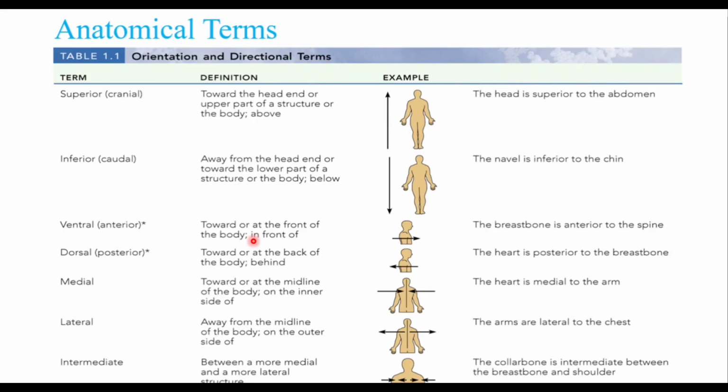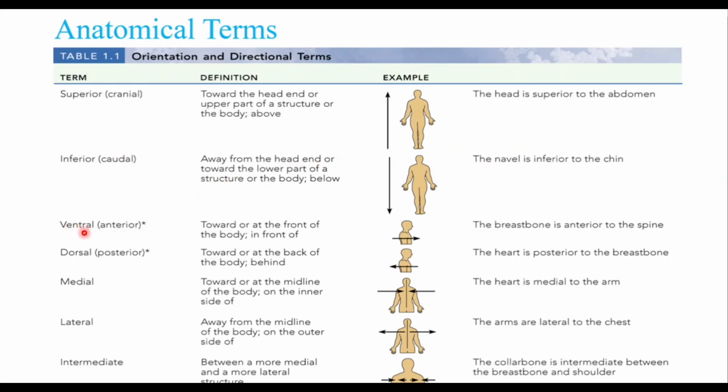The anatomical terms, or directional terms, describe the position of structures relative to other structures. So, for example, we have a lot of anatomical terms. I'll go through them one by one. We have the superior. Superior means above. Another name for superior is cranial. For example, the head is superior to the abdomen, meaning the head is above the abdomen. While the opposite of that is inferior or caudal, it means below. The navel is inferior to the chin, meaning the navel is below the chin.